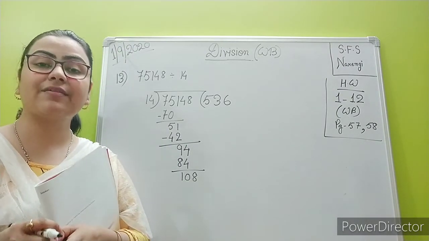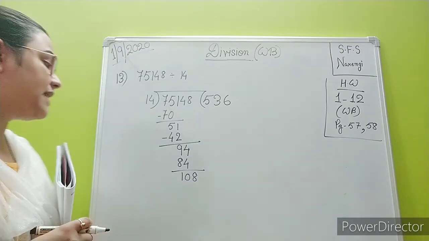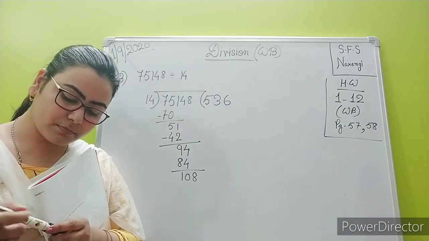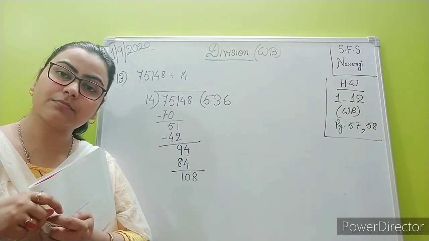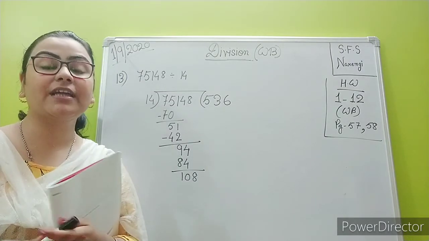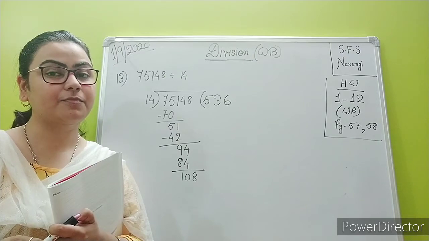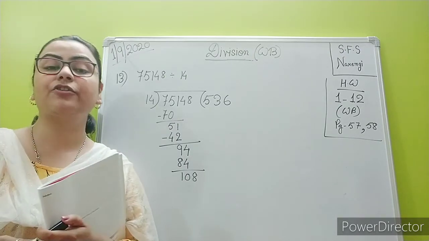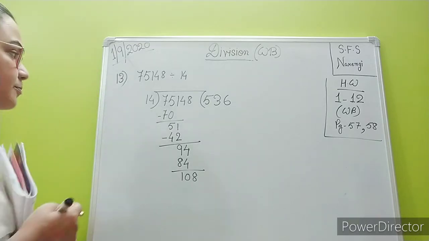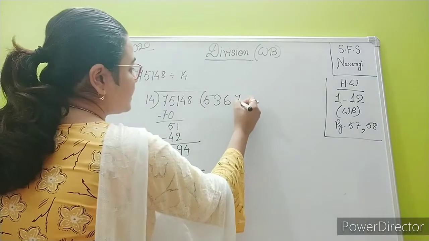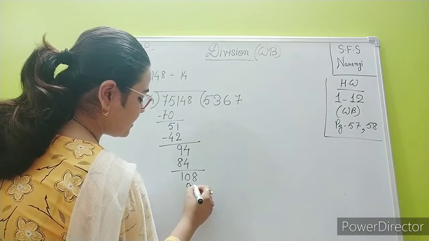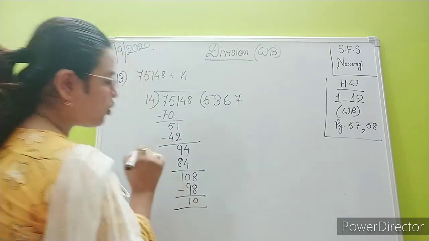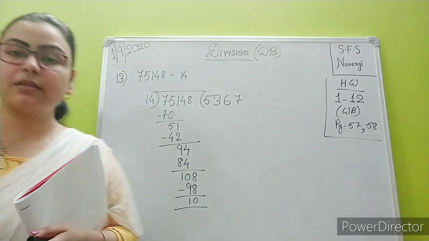Now 14 sevens is how much? 14 sevens is 98. And what is 14 eights? 14 eights is 112. So we need to take what? 14 sevens, 98. So 10 becomes our remainder.